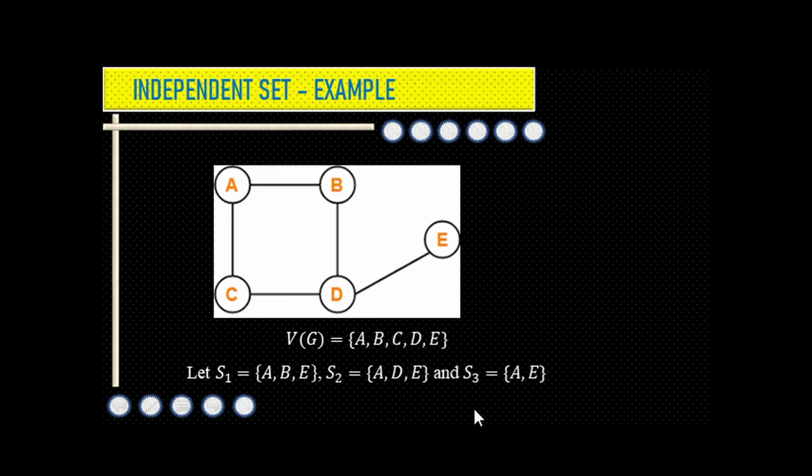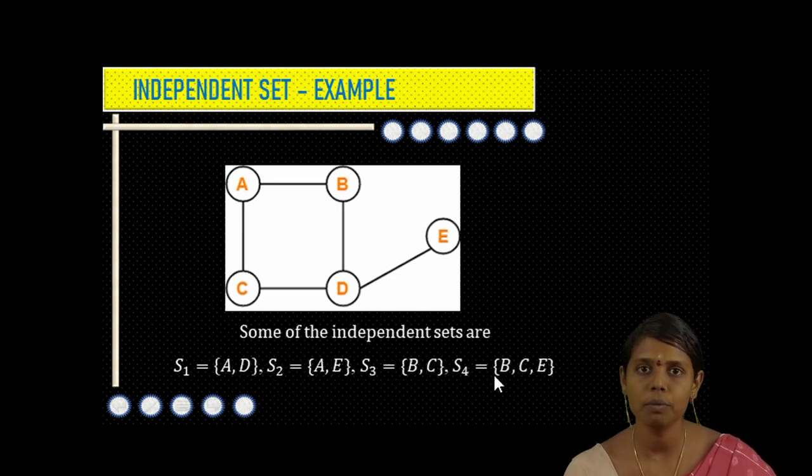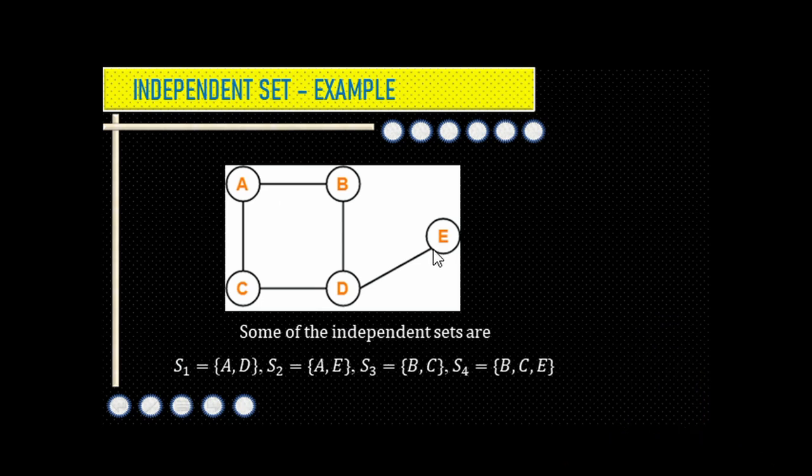Now a question may arise whether the independent set is unique for a graph or not. Actually the answer is no, because we may have too many independent sets. Here A and D, as we saw before, is an independent set. Likewise A, E is also an independent set. Then B, C is also an independent set, and then B, C, E. This one is also an independent set. These are some of the examples of independent sets for the given graph.